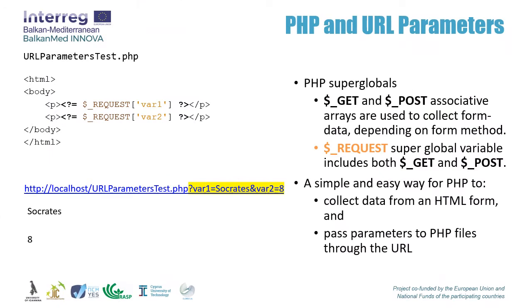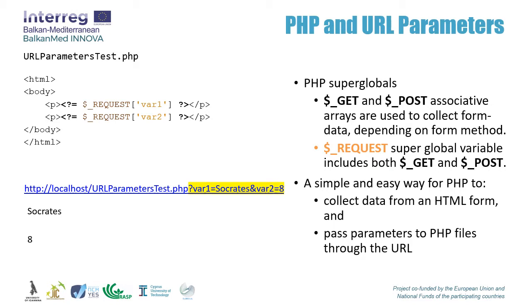The PHP superglobals $_GET and $_POST associative arrays are used in PHP to collect form data. We recommend using the $_REQUEST array, which is also a PHP superglobal variable that includes both GET and POST arrays. This is a simple and easy way for PHP to either collect data from an HTML form, or pass parameters to PHP files through the URL.